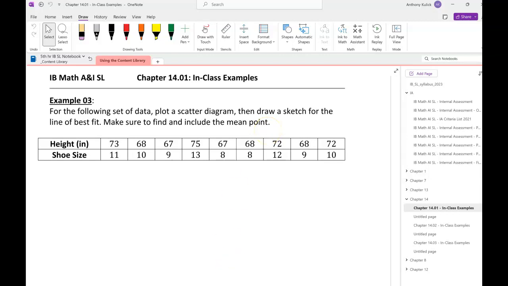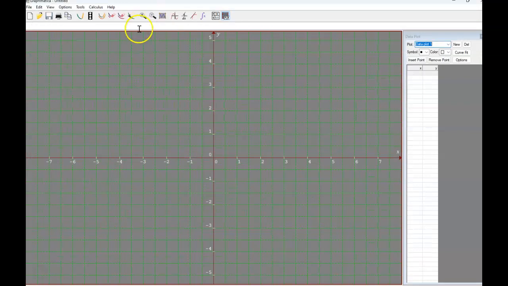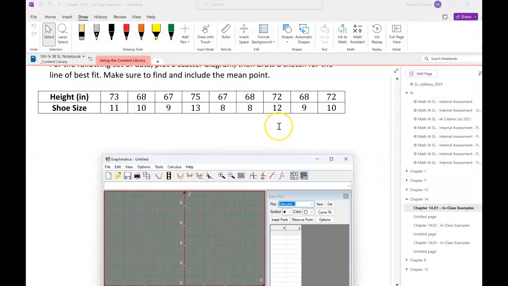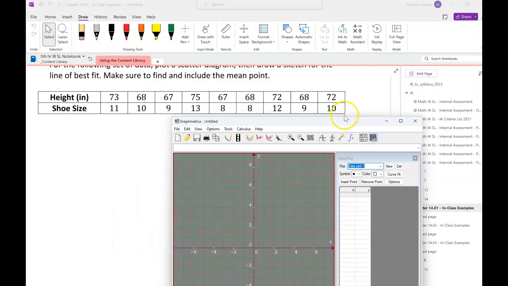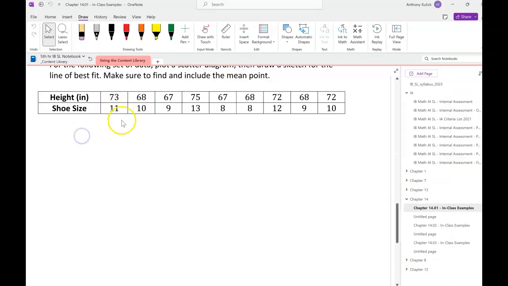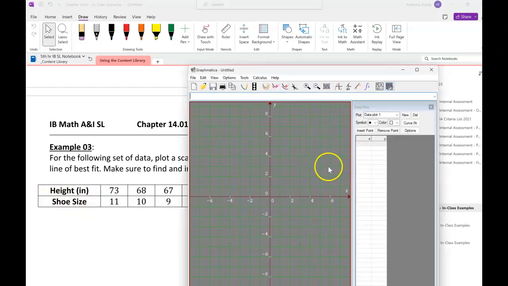So let's do that here. I'm going to use the computer to help me out a little bit. Which one should be the independent? Which one should be the dependent? This is height and shoe size. Yeah, and shoe size should be dependent, I agree. So height's going to go as my x coordinates.